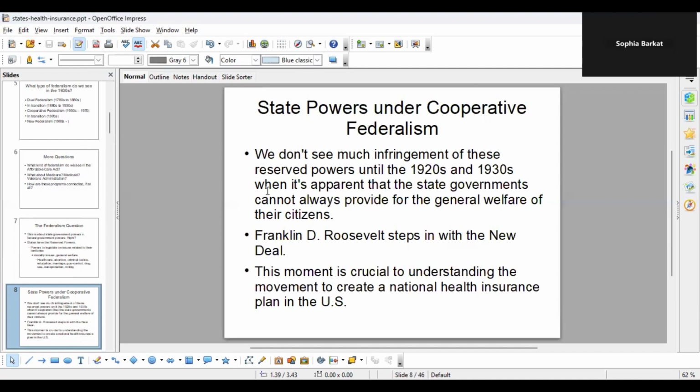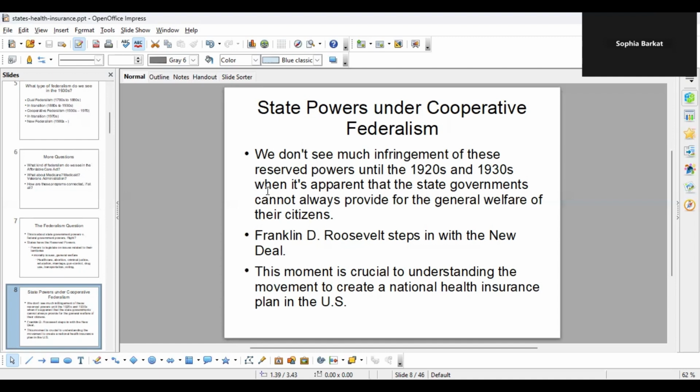So we see this entire period in US history when the state governments have all these powers, but they don't do anything when it comes to welfare issues, right? To make sure that people have education, they have basic labor rights, they have basic health care, civil rights. So the states are falling behind on implementing these things.